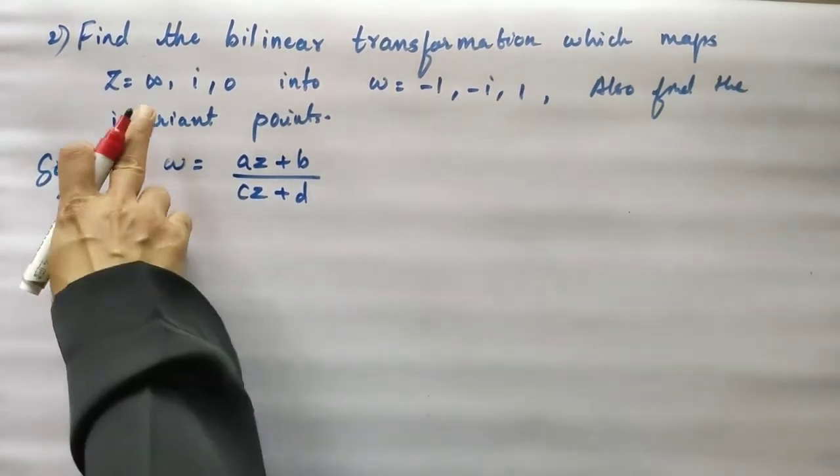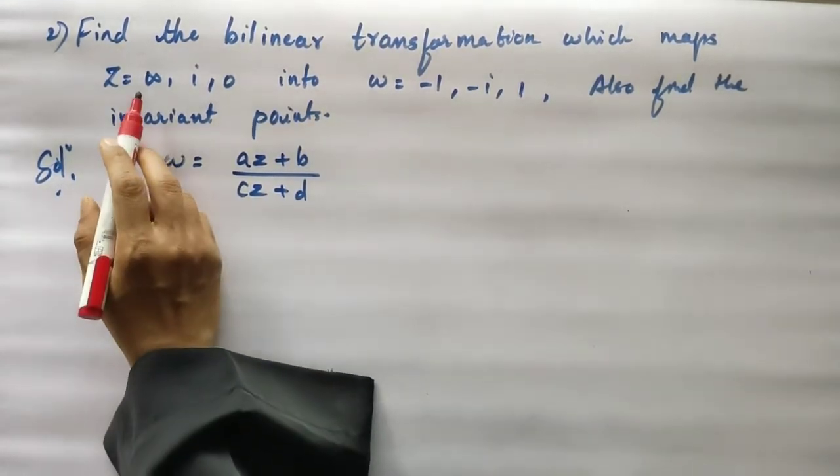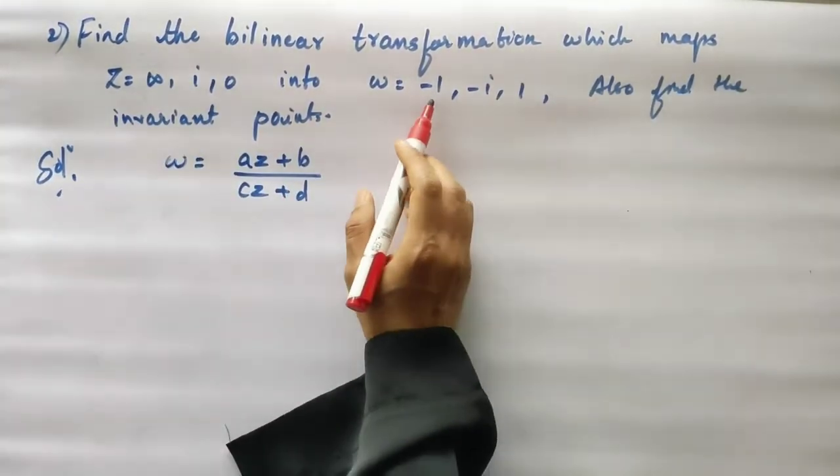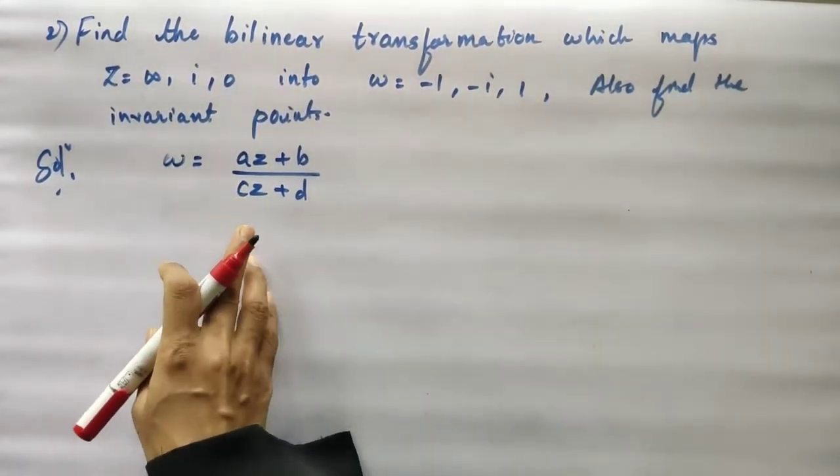Why have I brought this problem for you? Because there is infinity here, so I thought of solving with infinity in z and also with infinity in w. The given thing is: z is infinity, at that time w is -1. So how will you put z equal to infinity here? It's very simple. I'll tell you.